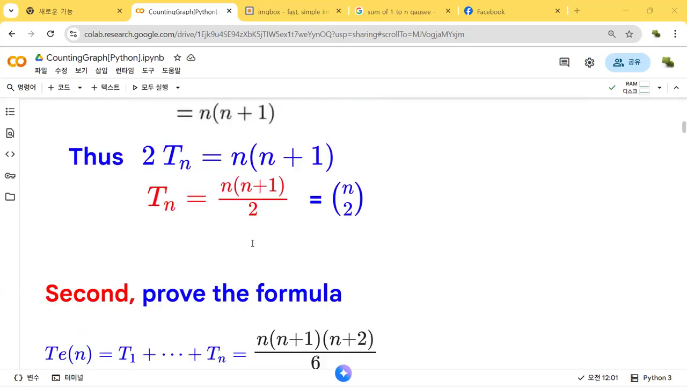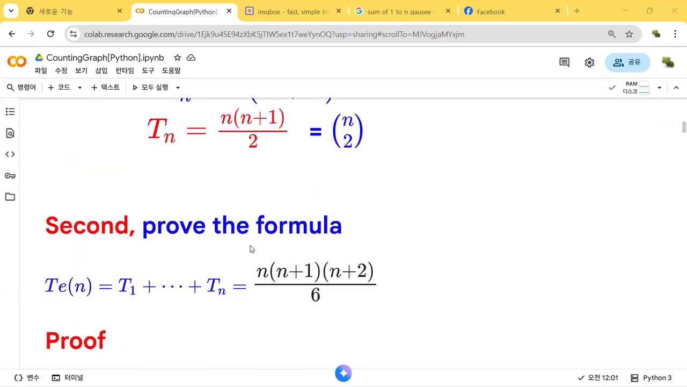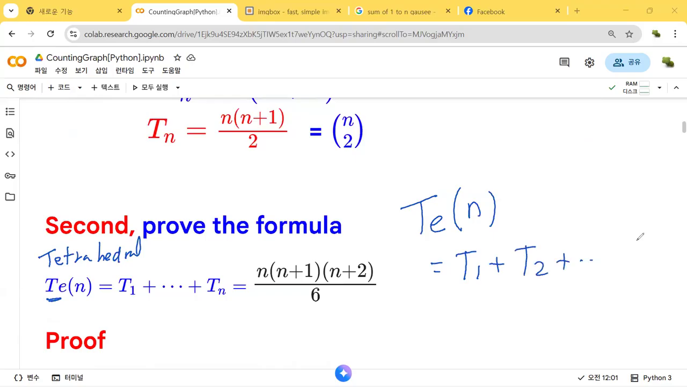Okay, so now secondly, let's prove the formulas. Then let's go to tetrahedral. This is the tetrahedral number formula. The tetrahedral number formula is, by definition, the sum of triangular numbers up to Tn. Okay, Tn. And then the formula is this one. So secondly, let's prove this formula.